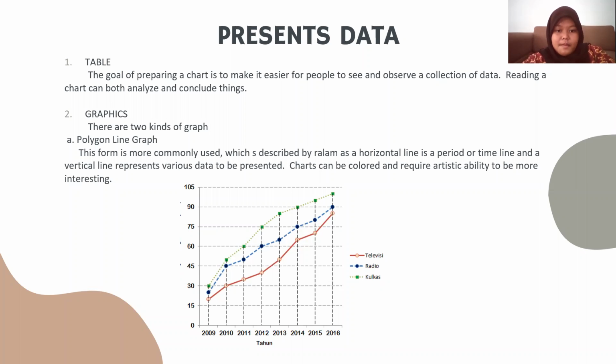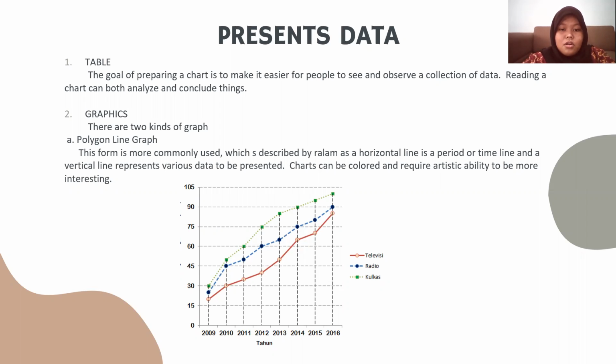Number one is table. The goal of preparing a chart is to make it easier for people to see and observe a collection of data. Reading a chart can both analyze and conclude things. Number two is graphics. There are two kinds of graphs. One is the polygon line graph.